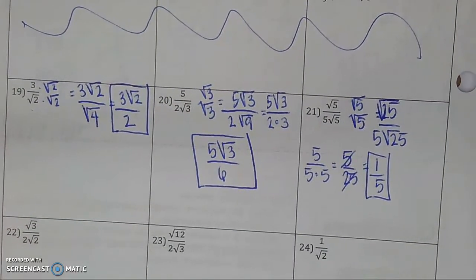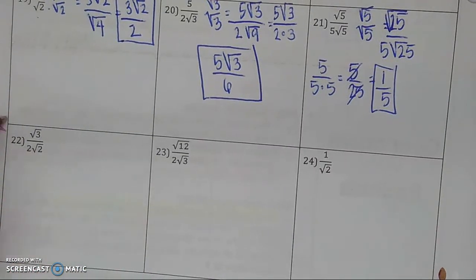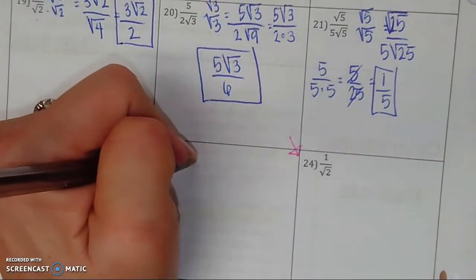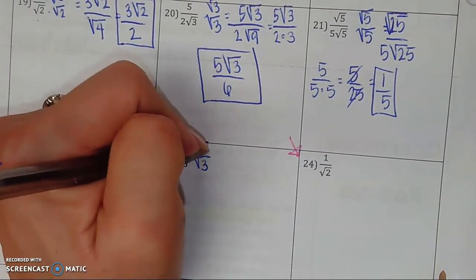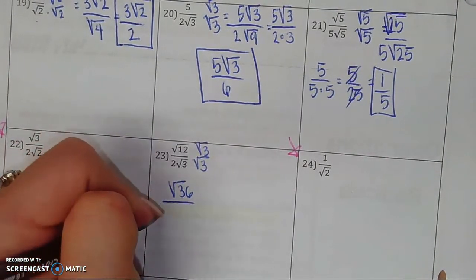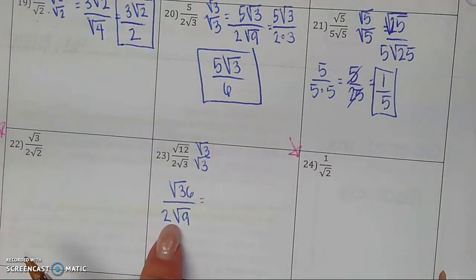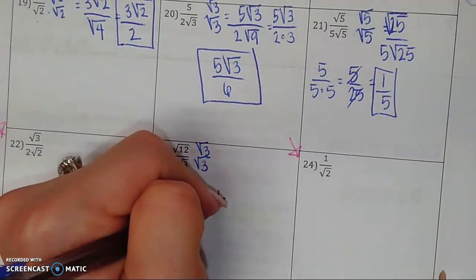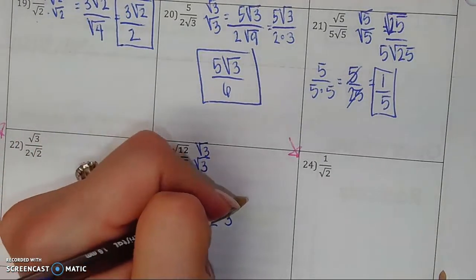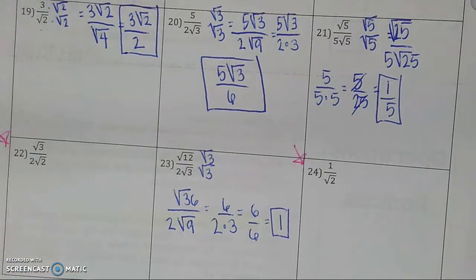Okay, let's try this one together, and then you guys have to do number 22 and 24. All right, so I'm going to multiply both the top and the bottom by rad 3. I'm going to get rad 36 over 2 rad 9. Hopefully you see that those are both perfect squares. So I'm going to have 6 over 2 times 3, which is 6 over 6, and I just end up with 1.